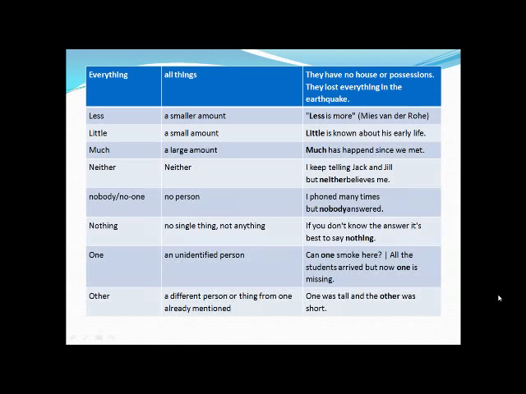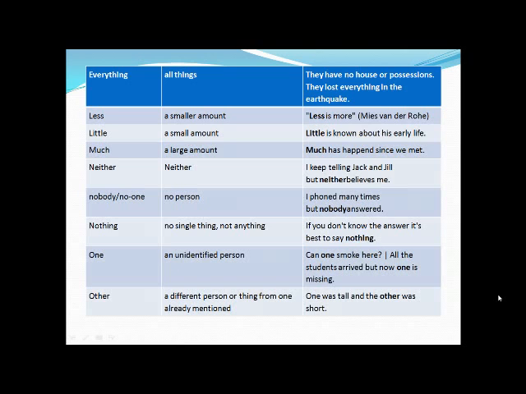And nobody or no one. This means no person. For example, I phoned many times, but nobody answered. And nothing. This means no single thing or not anything. For example, if you don't know the answer, it's best to say nothing.